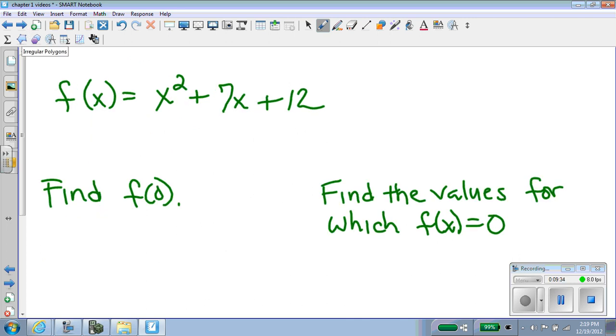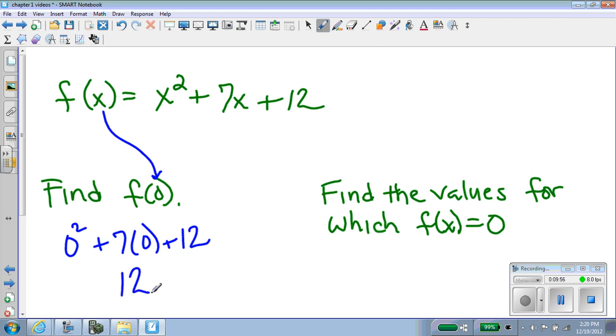Let's take the function f of x is equal to x squared plus 7x plus 12. There's a difference between f of 0 and f of x equals 0. f of 0 means x is 0. So 0 squared plus 7 times 0 plus 12. So that would be 12. f of 0 is 12.